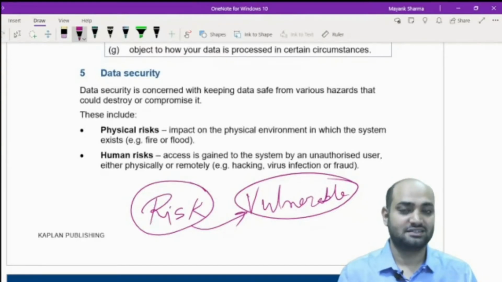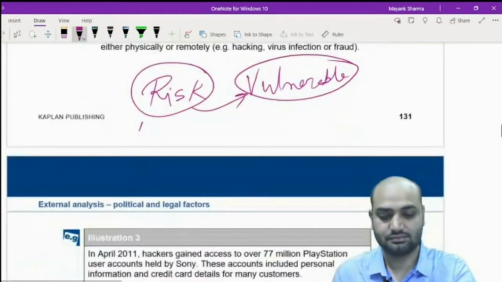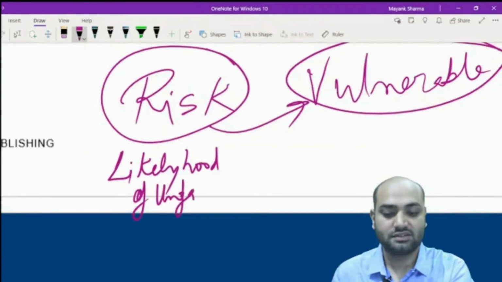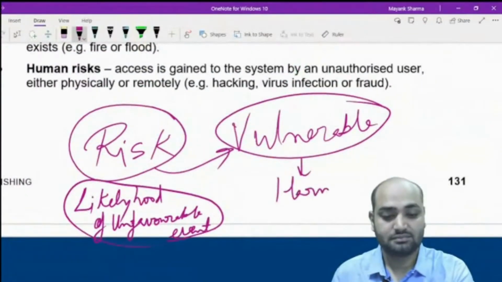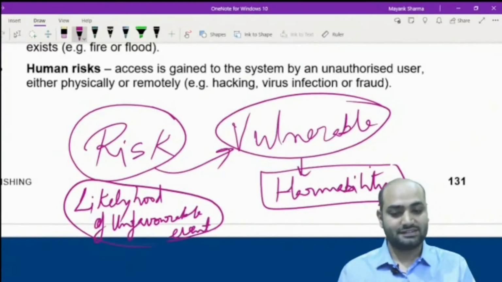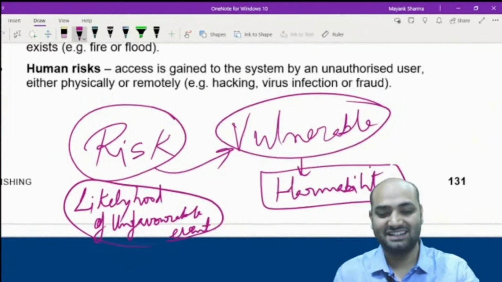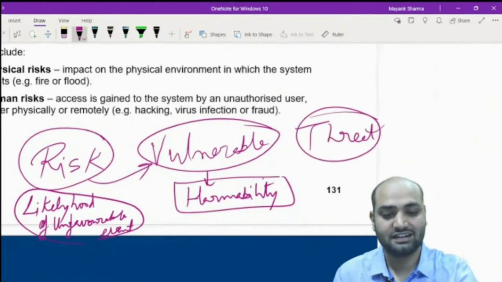Higher the probability, higher is the risk. Higher the probability of happening of an unfavorable event for me will be a higher risk for me, right? So risk is likelihood actually. Risk means likelihood of unfavorable event. Obviously, that unfavorable event will result in some loss. Vulnerability means harmability. So anything which is not secure is more vulnerable. Risk can access or can make use of the vulnerability and pose a threat. So when any risk is able to access any vulnerability, it becomes a threat. These are related terms but have different meanings.